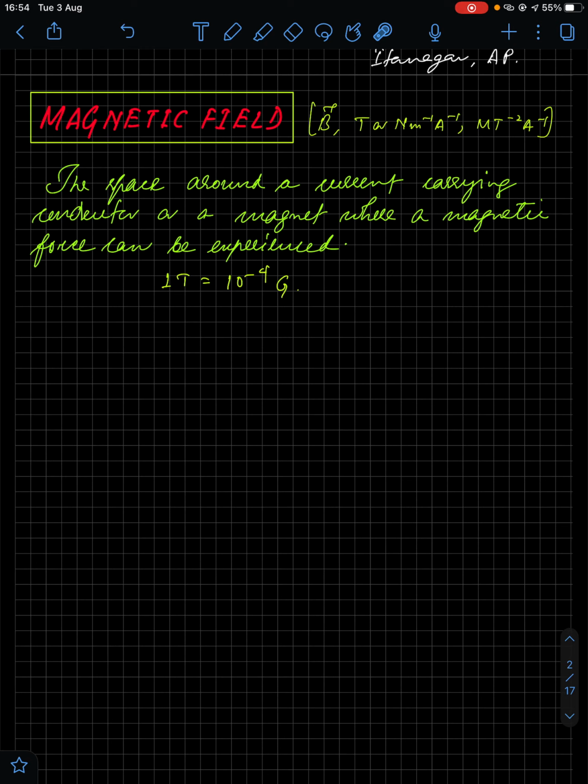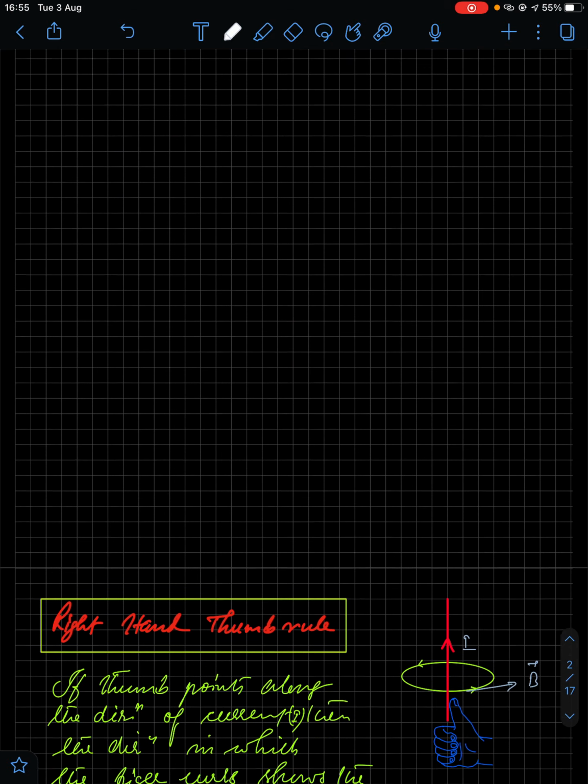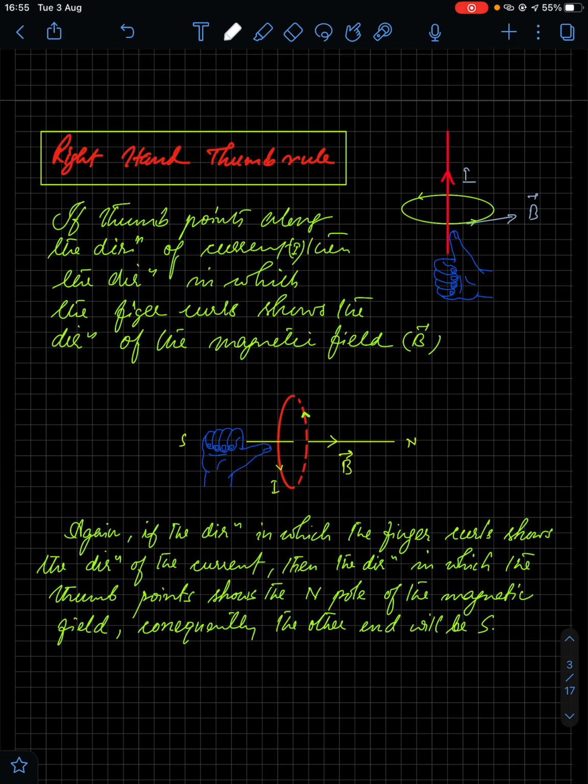You know that magnetic field is the space around a current carrying conductor or a magnet where you can experience a magnetic force. Okay. The SI unit of magnetic field is Tesla. The CGS unit is Gauss. You denote a magnetic field by B vector. The equivalent of Tesla is also Newton meter inverse ampere inverse, and the dimension is M T to the power minus 2 A to the power minus 1.